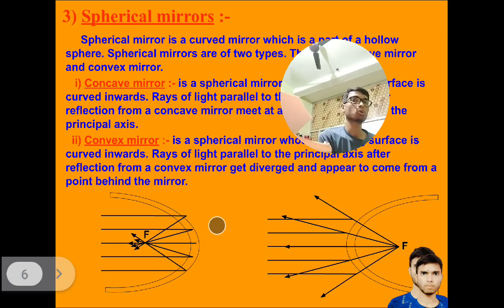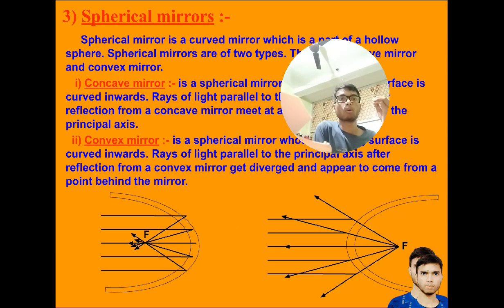Here we are not talking about principal axis, focus, pole, what else, radius. Yes, we didn't talk about them, but it doesn't mean that we will not talk. I will make sure that we understand the principal axis, the pole of the mirror, focus, radius. All about this we will understand.